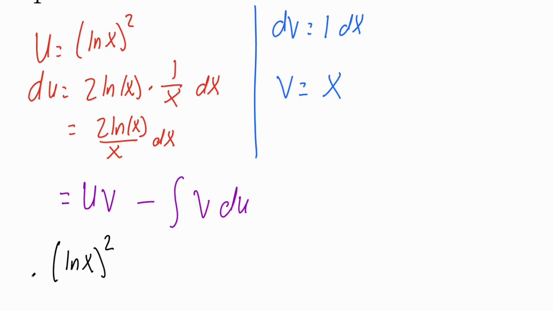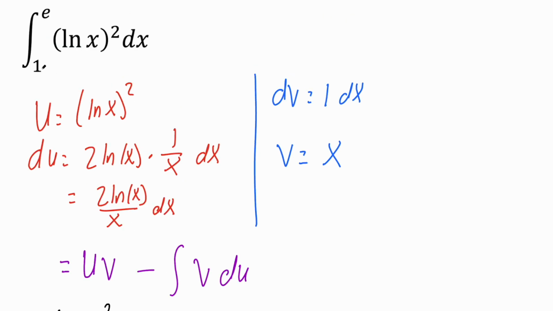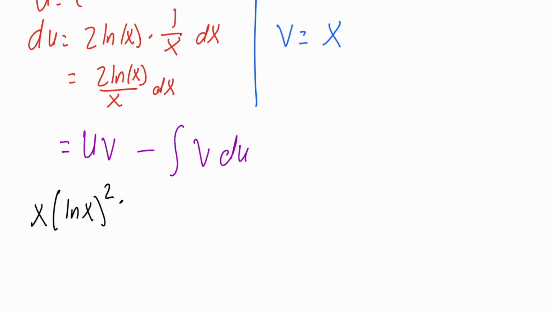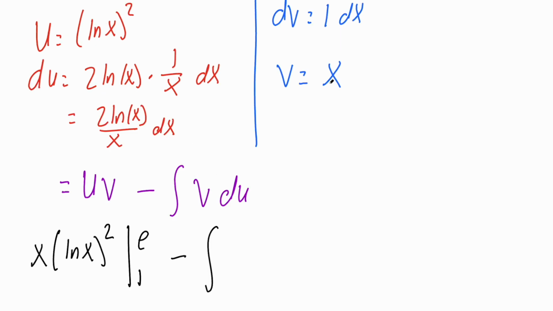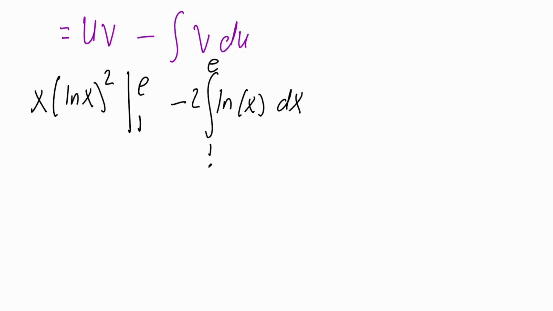We could put the x in the front, why not? And we have a definite integral from 1 to e. So we have from 1 to e, minus the integral of v du. v is x and du is this. The x's will cancel and we'll have 2 ln x. So we could put the 2 in the front, 2 ln x dx, and it's a definite integral from 1 to e. Now with this piece, we're going to have to use integration by parts again.